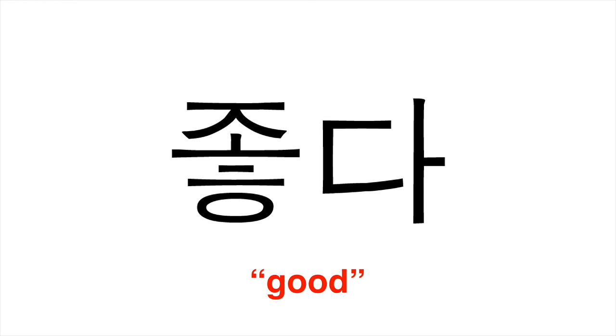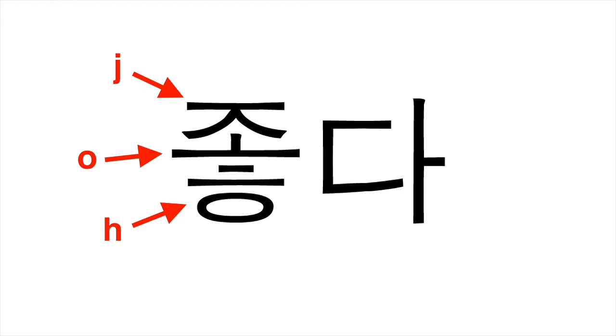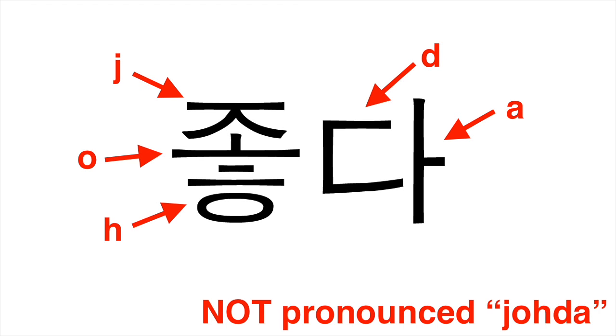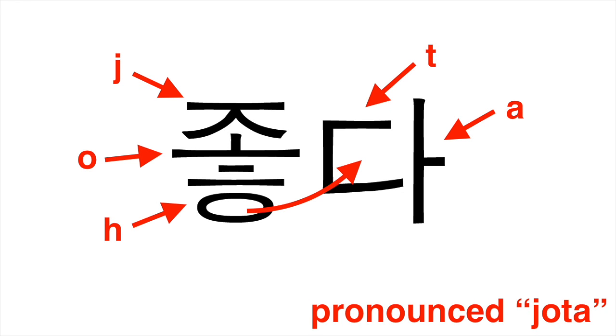Here's another exception. This word means good. The first letter has jiut, which has a j sound. The vowel is o, and the bottom is hiut, which has an h sound. The next letter has digut, which has a d sound, and the vowel is a. You might pronounce this as joda, but that'd be completely wrong. The h from the first letter affects the second letter and makes the digut sound more like a tiut with a t sound, but more stronger. So instead of joda, it sounds like chota.